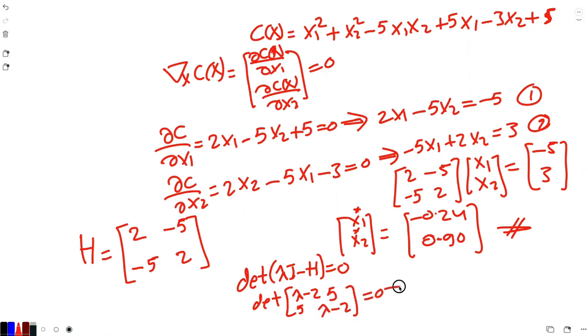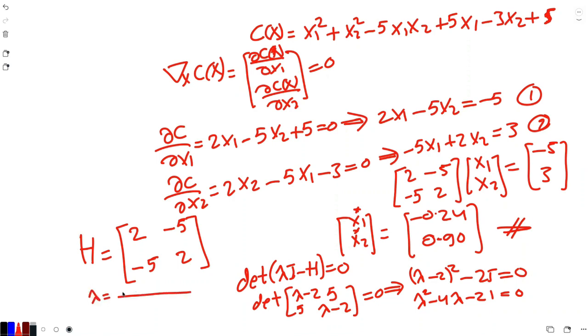This should be 0, and this means that (lambda - 2)² - 25 = 0. We can expand this one, it becomes lambda squared minus 4 lambda plus 4 minus 25. Simply it becomes lambda squared minus 4 lambda, and plus 4 minus 25 becomes minus 21, equal to 0.